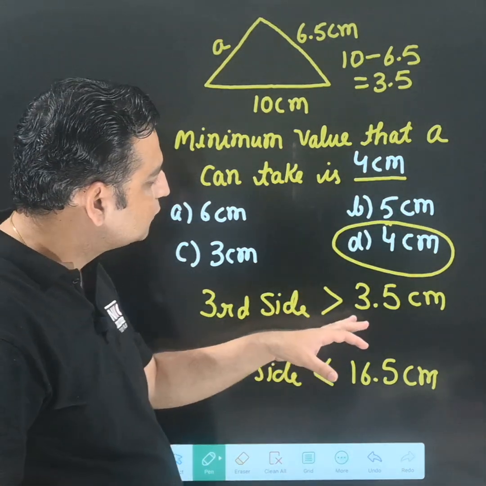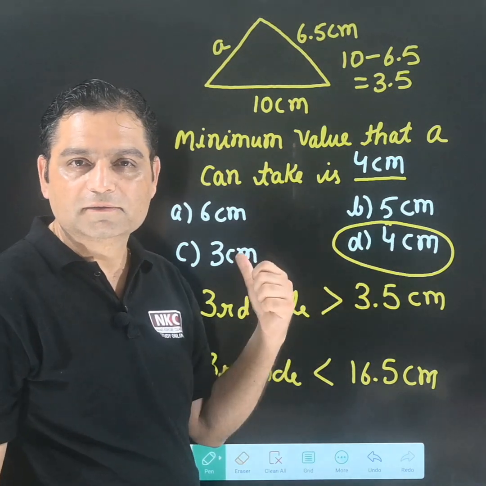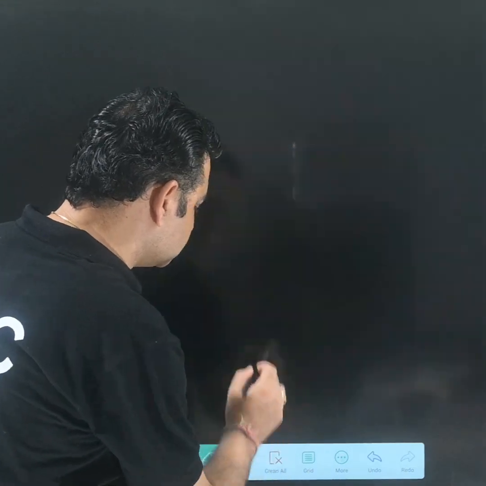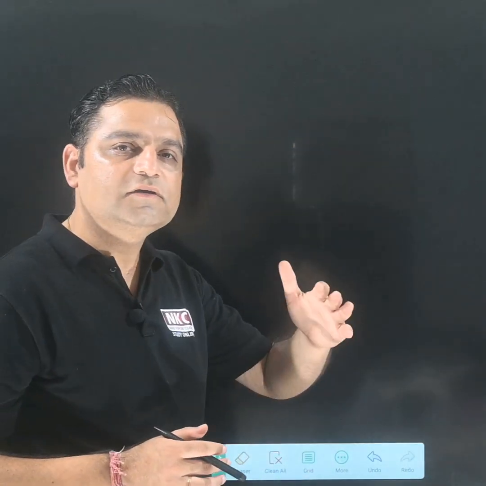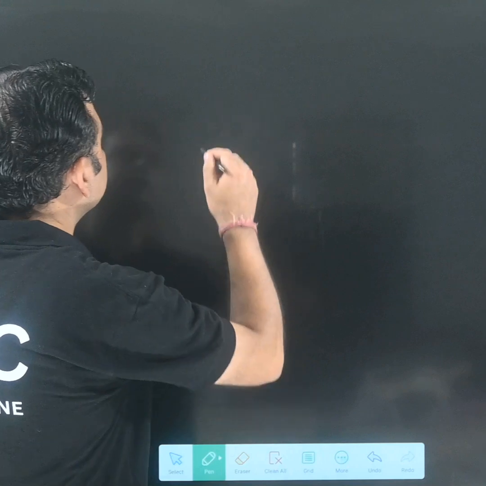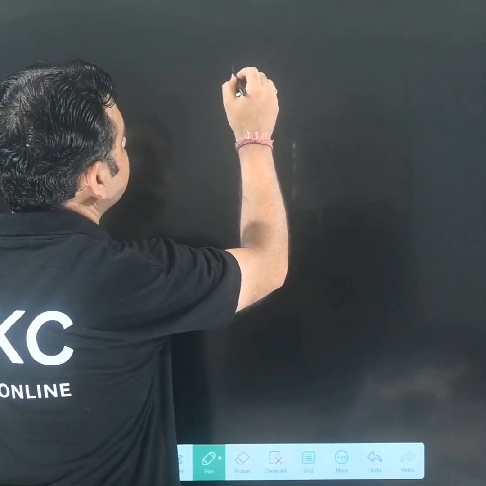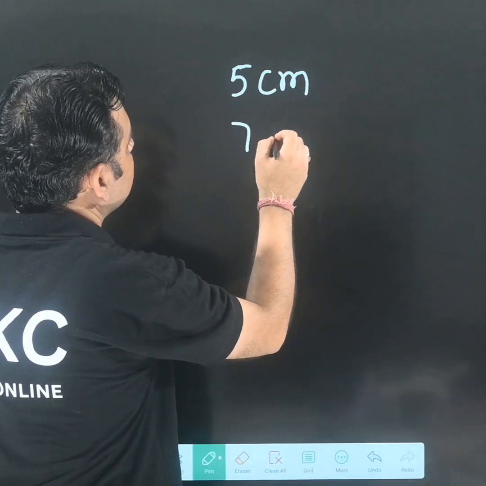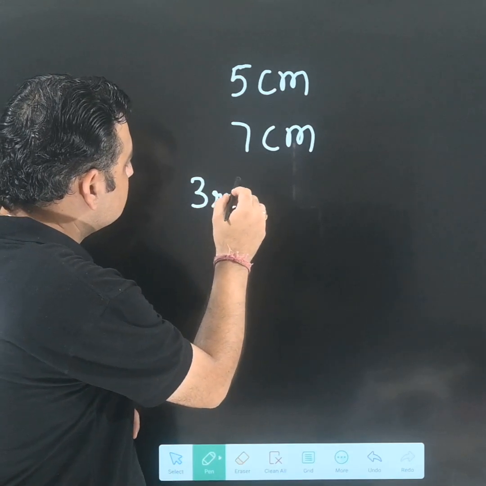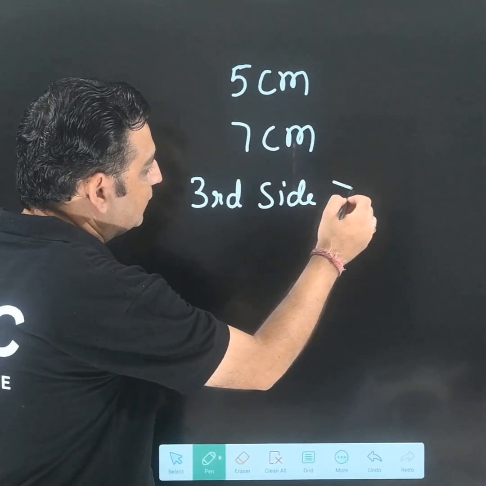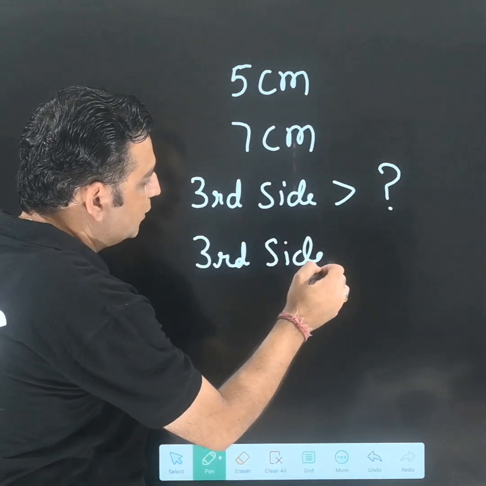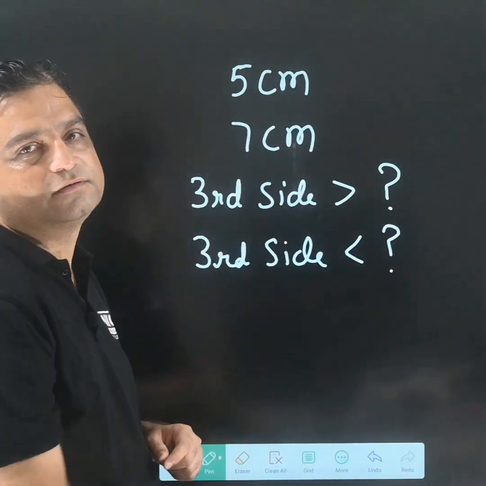I hope you are clear with the concept, because the third side is greater than the difference. And I'm going to give you one more question. Please try that question. You just need to tell me that the third side is greater than which value and lesser than which value. Two sides I'm giving here. Let's suppose one side of a triangle is given as 5 centimeter and the second side is given as 7 centimeter. You need to find that the third side is greater than which value and lesser than which value. These are the two answers you need to find.